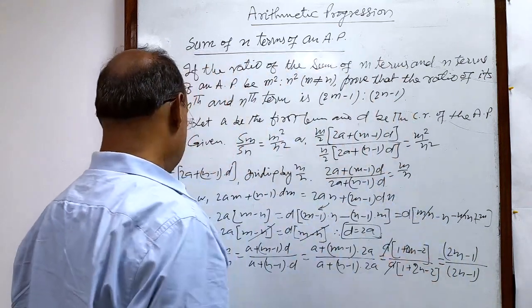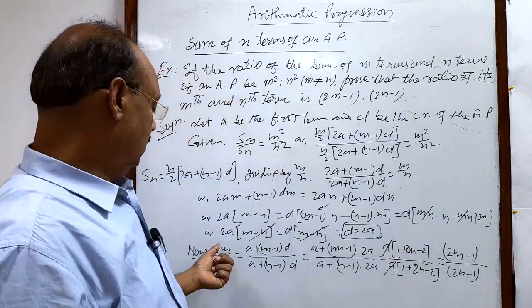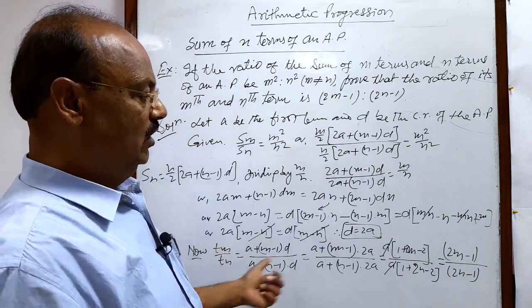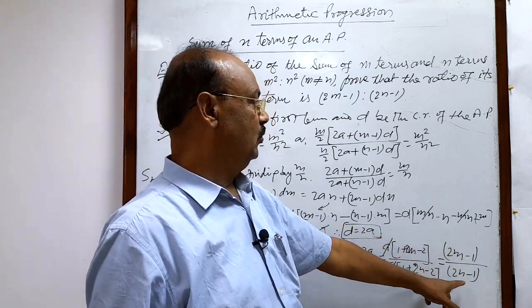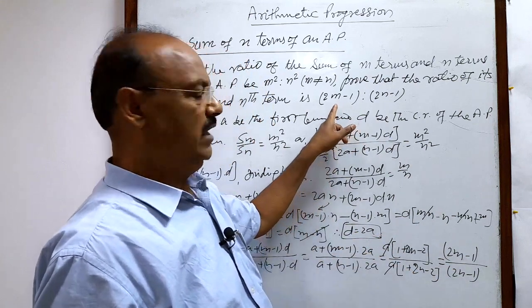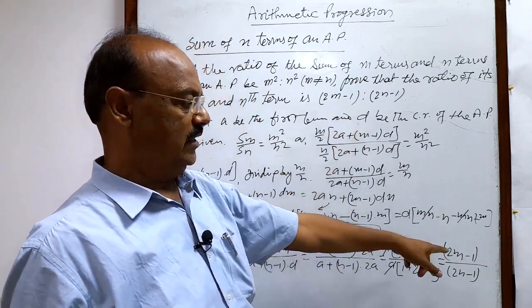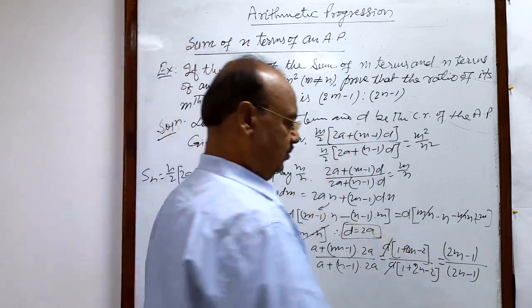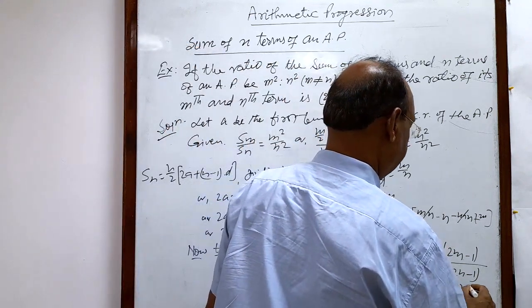So this is the result. The ratio of the mth term and nth term is 2m minus 1 upon 2n minus 1. This is what we had to prove. So we are getting this result here. So it has been proved.